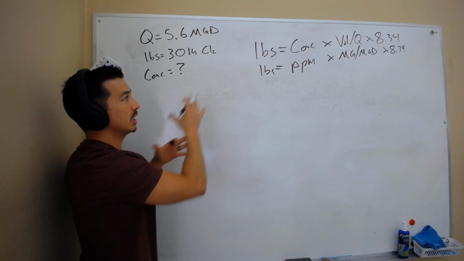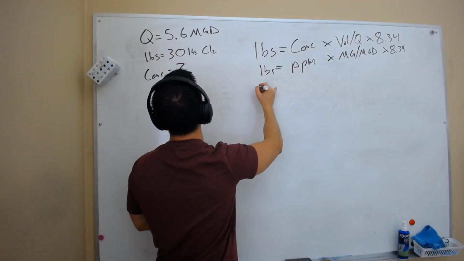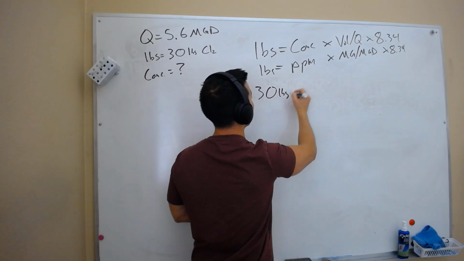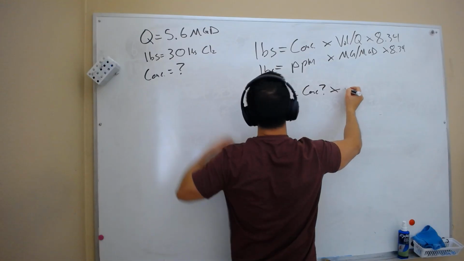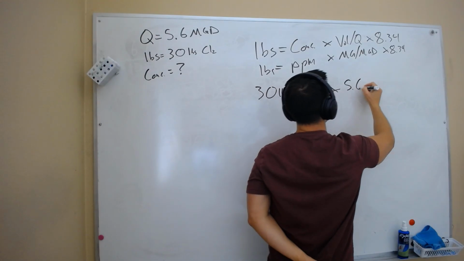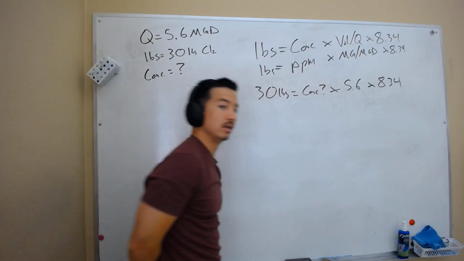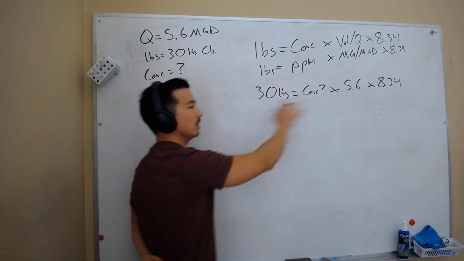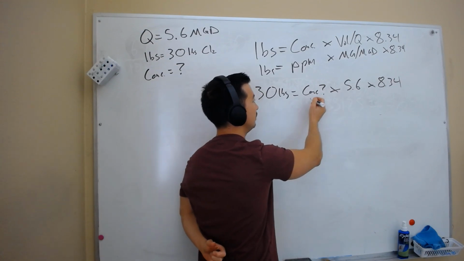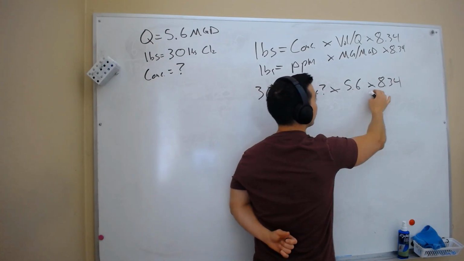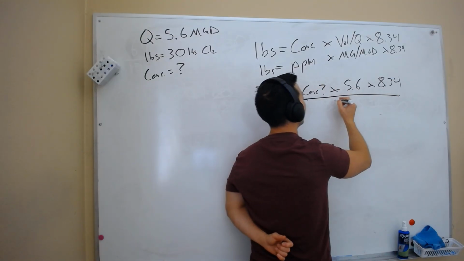So first way I'm going to look at it is kind of how we fill out the pounds formula over here. So I'm given the fact I dosed with 30 pounds. What I don't know is my concentration. I know that I dosed a flow rate of 5.6 million gallons per day, and the weight of water stays the same at 8.34. So fill in what you know and then solve for what you don't know. In this case, I need to get concentration by itself. So I need to get rid of the 5.6 and the 8.34. So since we're multiplying by them, I'm going to divide by them.